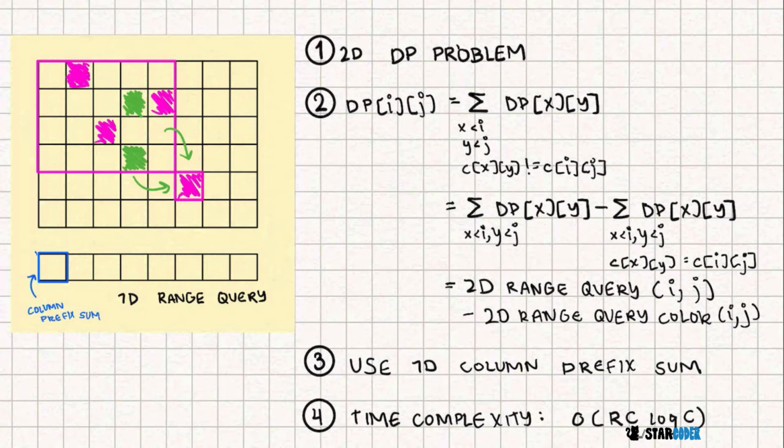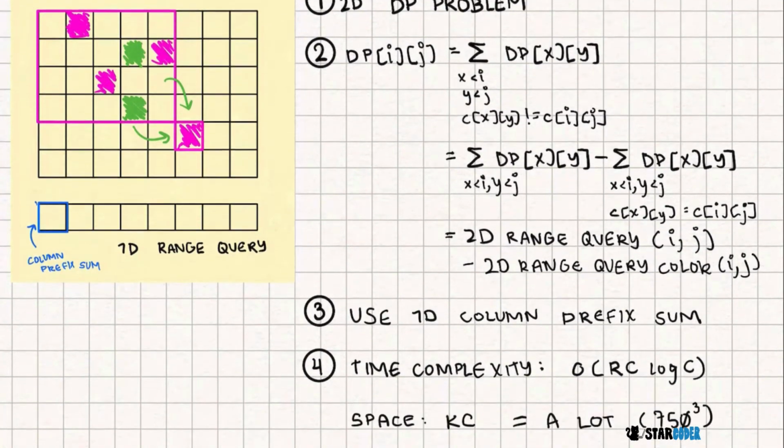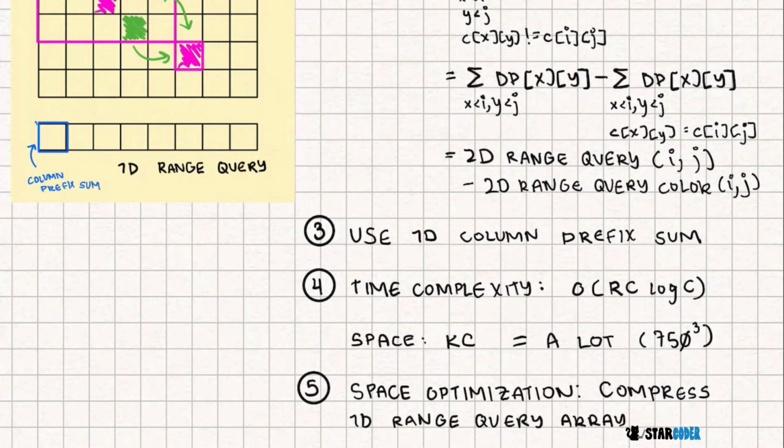So the time complexity of this is going to be O(RC log C), and that's actually going to be pretty much fast enough. However, if we were to implement this directly, the space is going to be KC, which basically just means too much. And in order to optimize our space, we're going to add another optimization. We're going to compress our 1D range query array.